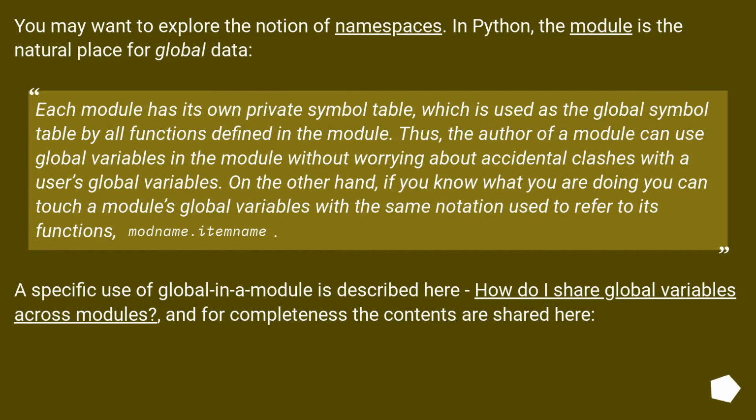You may want to explore the notion of namespaces. In Python, the module is the natural place for global data. Each module has its own private symbol table, which is used as the global symbol table by all functions defined in the module. Thus, the author of a module can use global variables in the module without worrying about accidental clashes with the user's global variables.